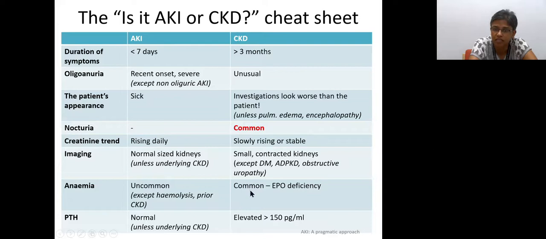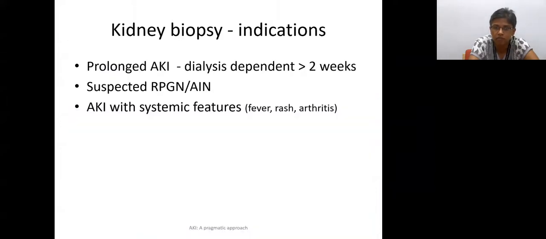The patient usually has anemia because of EPO deficiency. And PTH is an important test to order. If your PTH is high, this points to a chronic kidney disease. So these are simple clinical pointers to a chronic kidney disease.